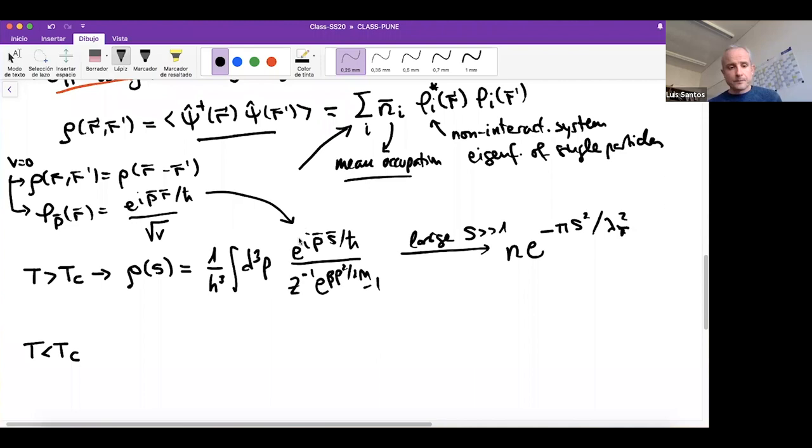If the temperature is smaller than TC, on the contrary, I will not do all the calculation again. So again, for large distances, this actually decays to a constant, which is actually coming from the condensate, this is the condensate density, plus something which goes like this.